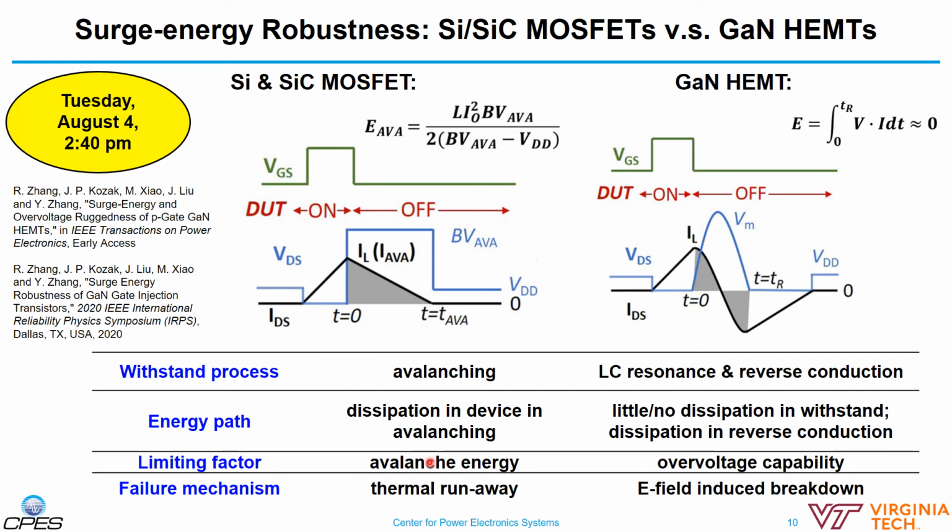The limiting factor for the silicon carbide MOSFET is thermal, set by the avalanche energy, while that for the gallium nitride HEMT is purely electric field limited, by the transient breakdown voltage or the overvoltage capability.